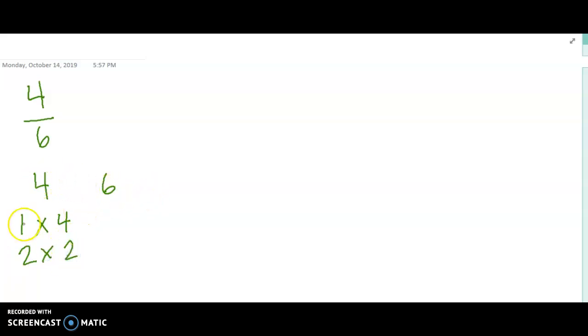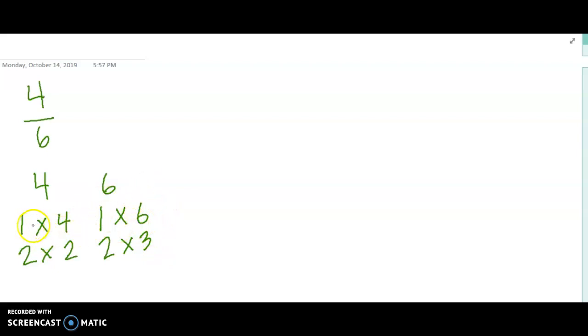So the number 4 has 3 different factors, a 1, a 2, and a 4. The number 6, the factors are 1 times 6, 2 times 3. No need to write 3 times 2 because it's the same factor. So the factors of 6, the numbers that multiply to make 6 are 1, 2, 3, and 6.